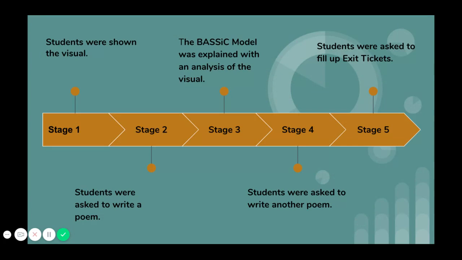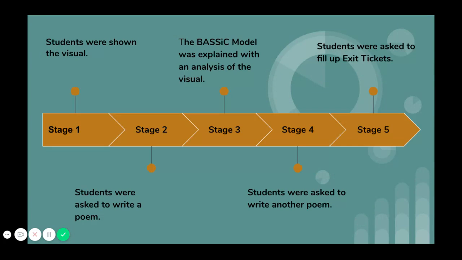So these are the different stages involved in this innovation process. The first stage is that where the students were shown the visual. They were shown the image. And the second stage was that they were asked to write a poem. So we did not give any input.